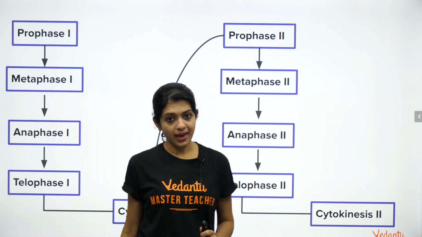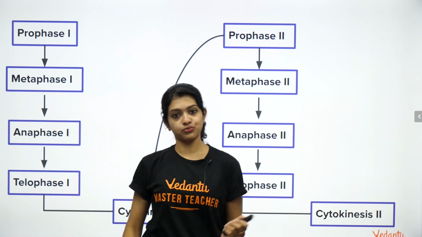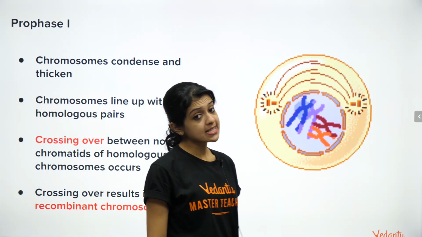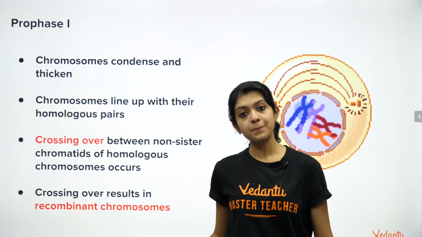Now let us look at what happens in each of these stages, right? The very first step is prophase 1 of meiosis 1.